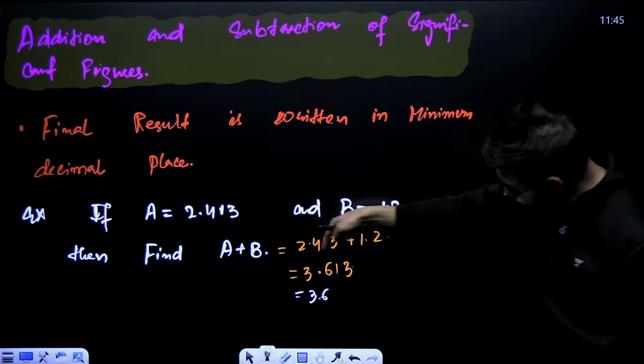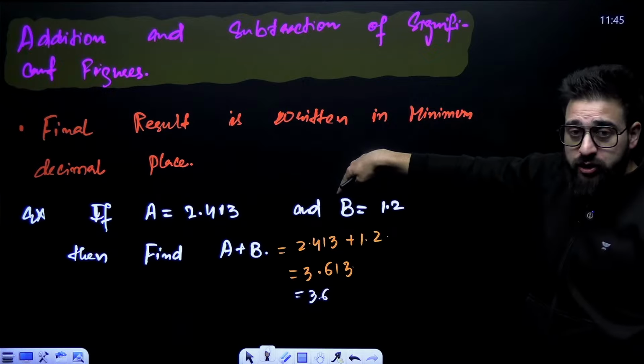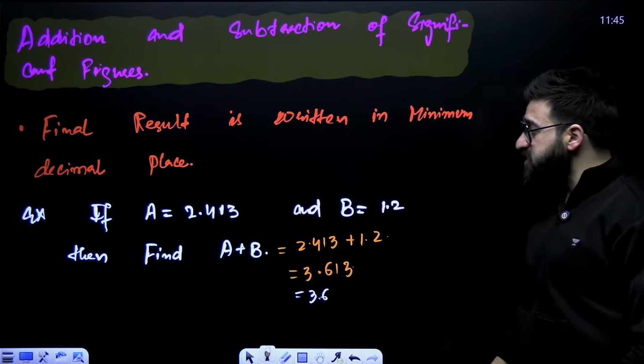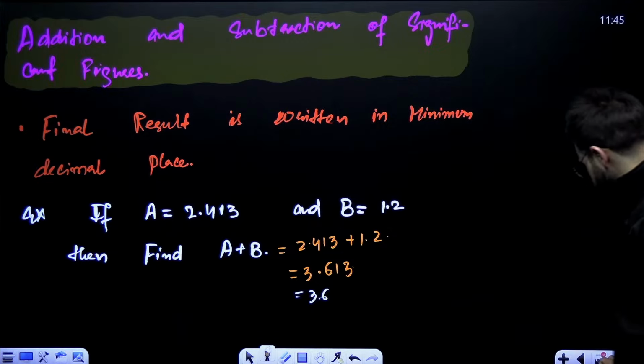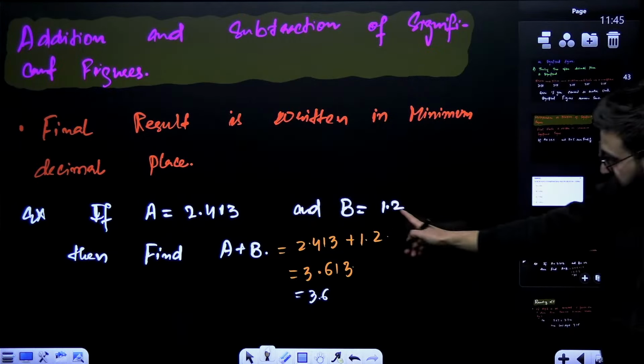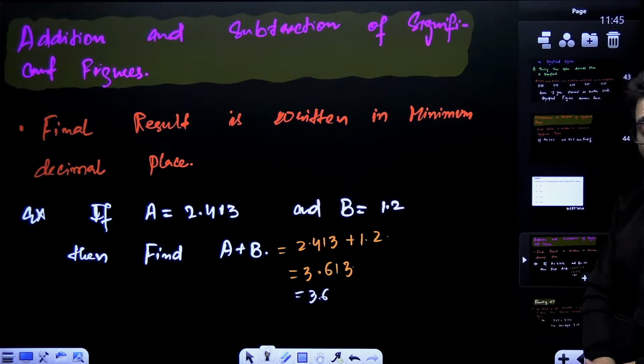We cannot say 3.613. Why? Because in case of addition or subtraction of significant figures, the final result is always mentioned in the minimum decimal place, that is 3.6. Because here after the decimal it is only one digit.